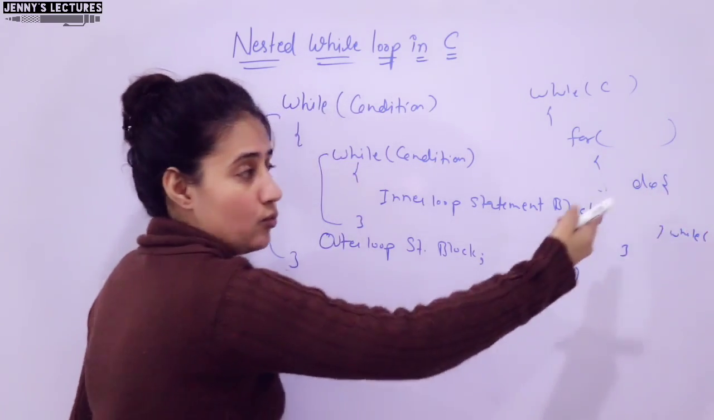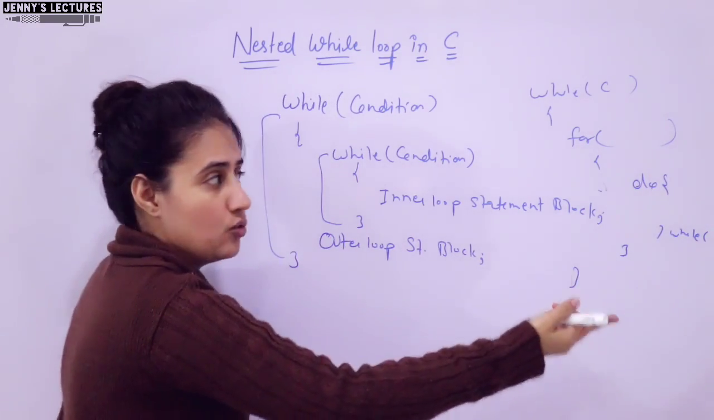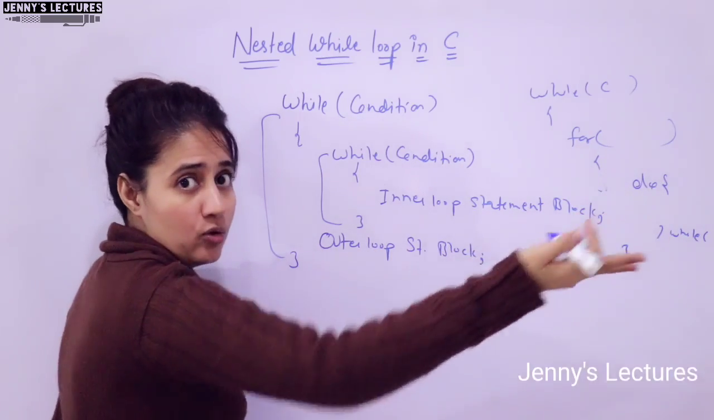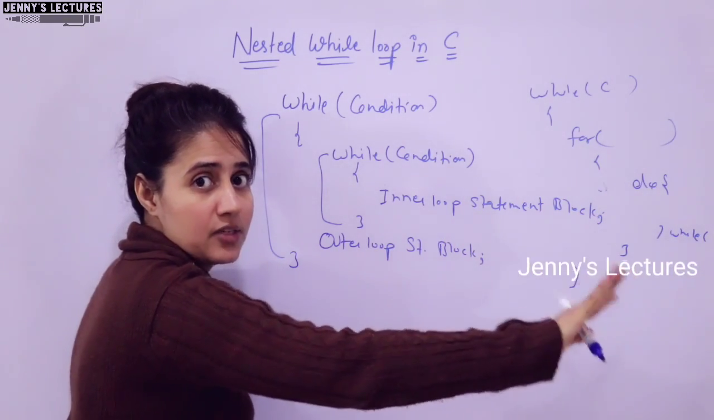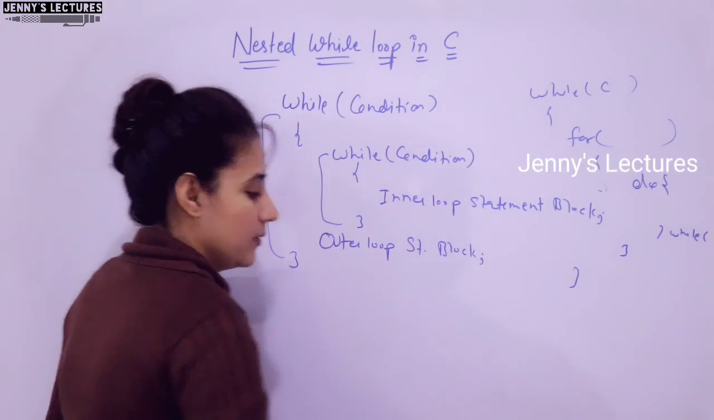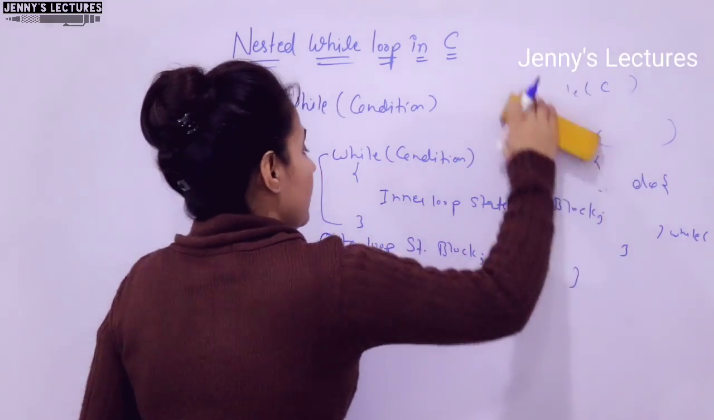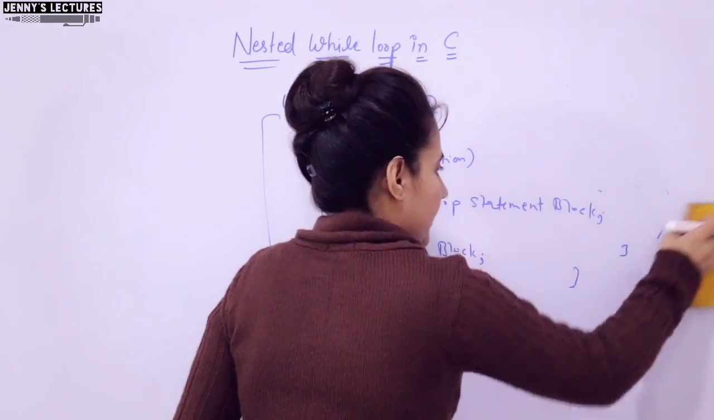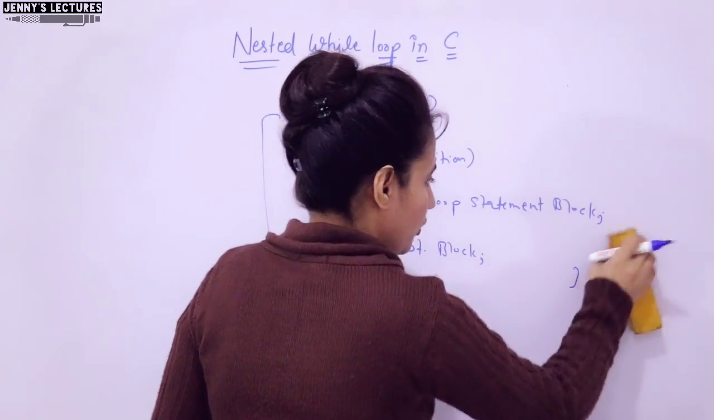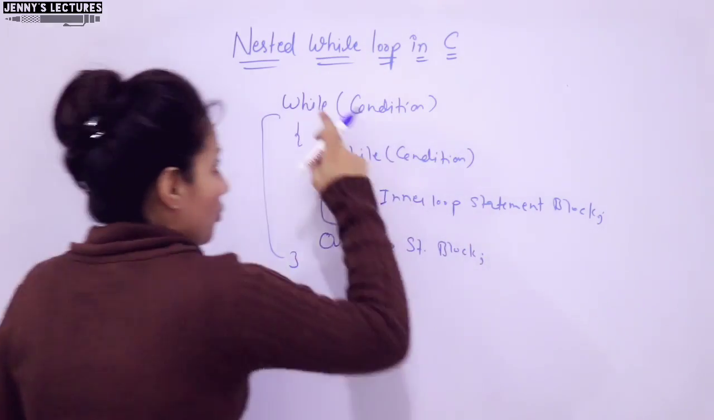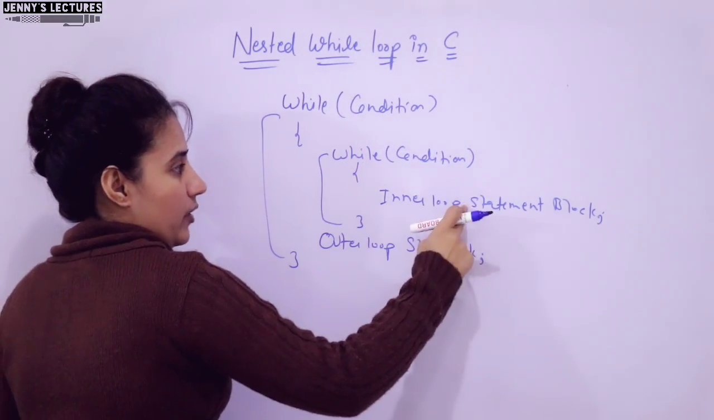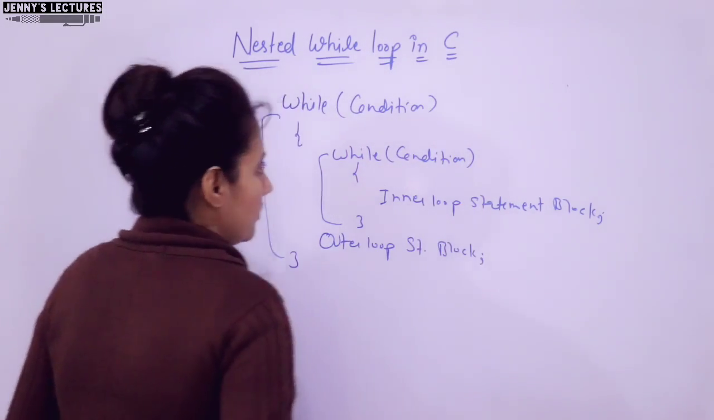Again, if you want to write one more nesting within this do while, you can write any loop, for, while or do while. You can do nesting up to many levels, n levels according to your requirement. So this is the general syntax of a nested while loop. Here also you can do nesting up to multiple levels: while, within this while one more while, within that while one more while loop.